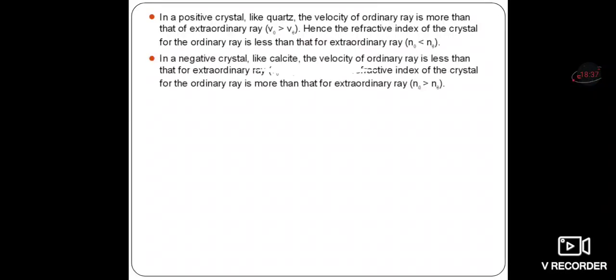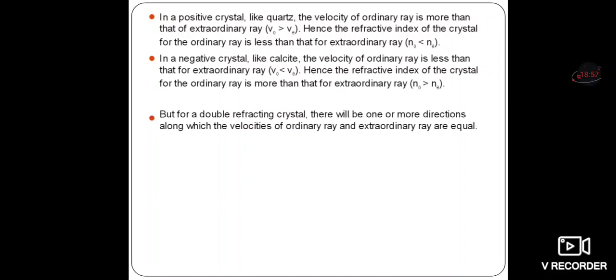Similarly, if you consider a negative crystal like a calcite crystal, the velocity of the ordinary ray is less than that of the extraordinary ray, VO is less than VE, and hence the refractive index of the crystal for the ordinary ray is more than that of the extraordinary ray. Therefore NO is greater than NE.